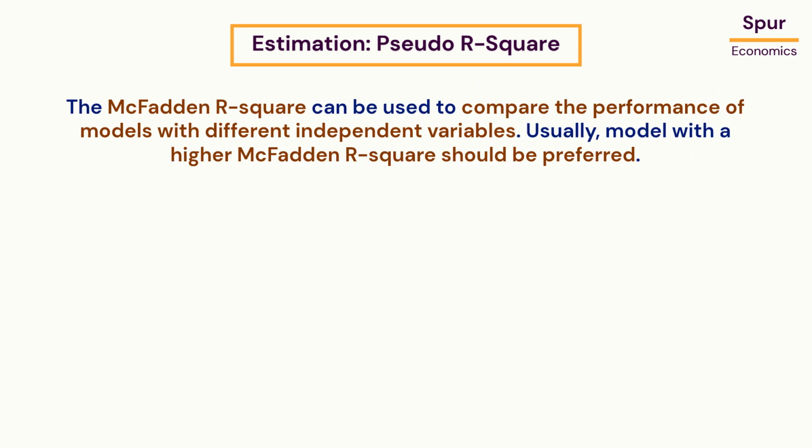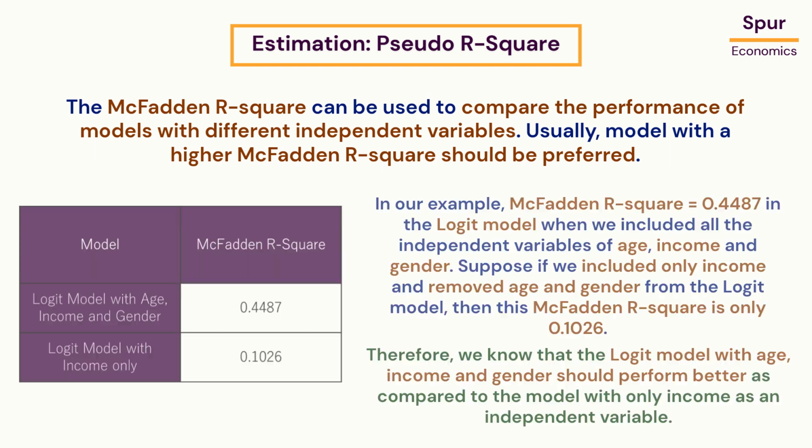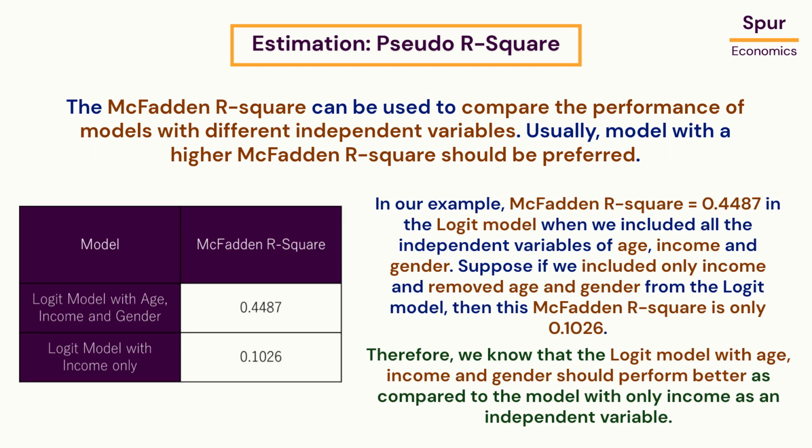The McFadden R-square can be used to compare the performance of models with different independent variables. Usually, a model with a higher McFadden R-square should be preferred. In our example, this McFadden R-square is equal to 0.4487 in the Logit model when we included all the independent variables of age, income, and gender.